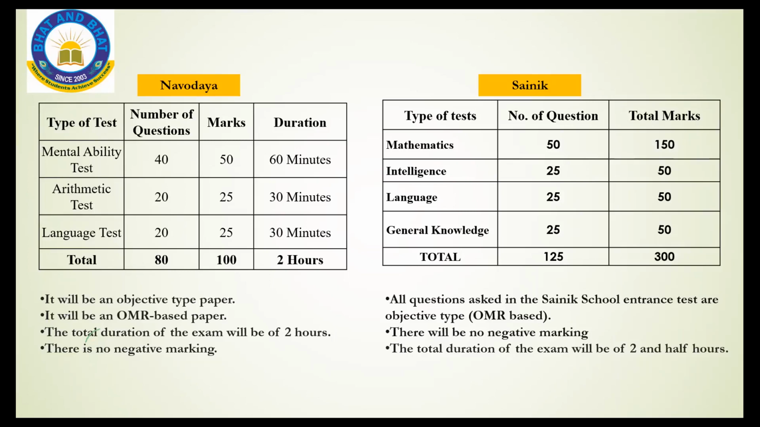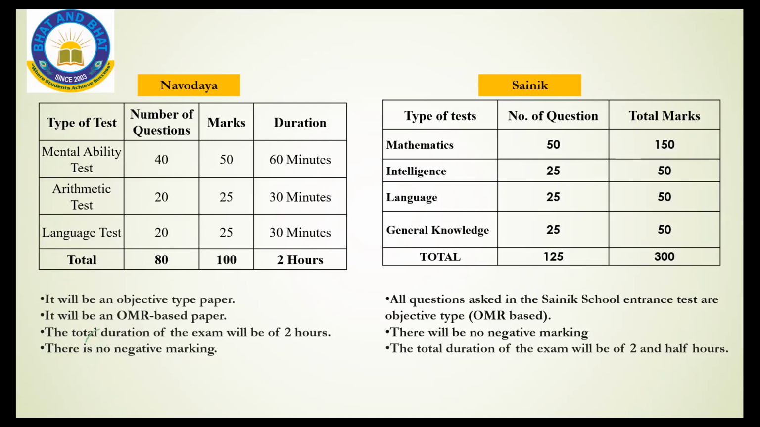Whereas in Sainik school, the subjects are mathematics, intelligence, language, and general knowledge. Mathematics has 50 questions. Remember, each question carries 3 marks. So if they are well aware and well practiced in mathematics, the student can get around 150 marks in mathematics itself. And intelligence, 25 questions, covers reasoning questions like puzzles, coding, decoding, and series completion. These all come under intelligence. Each question carries 2 marks.